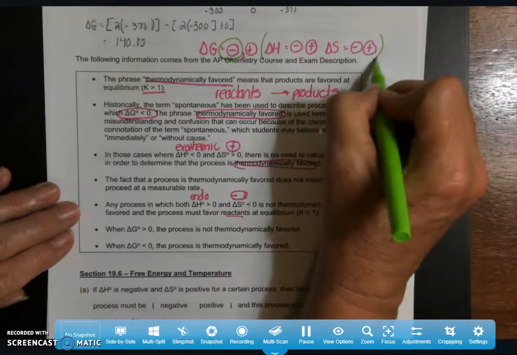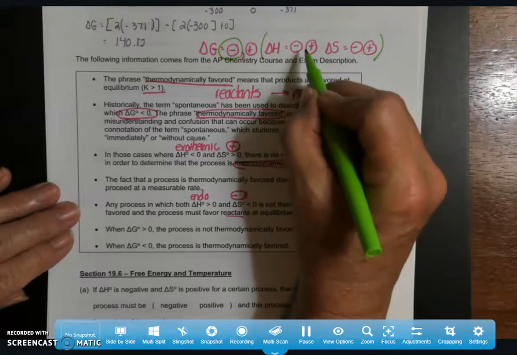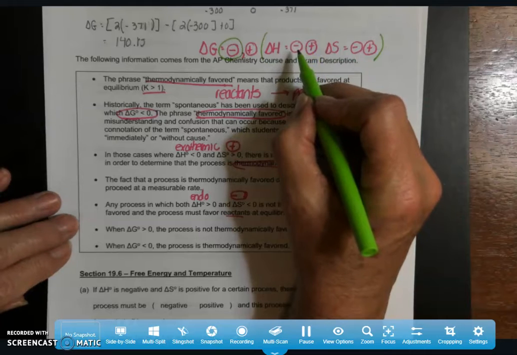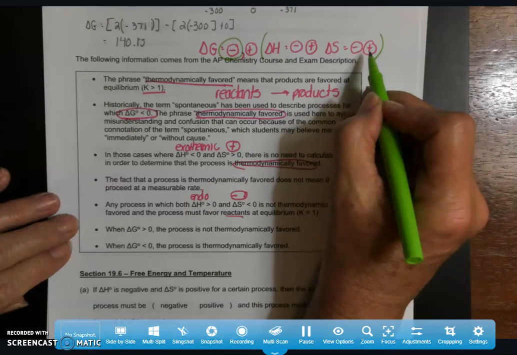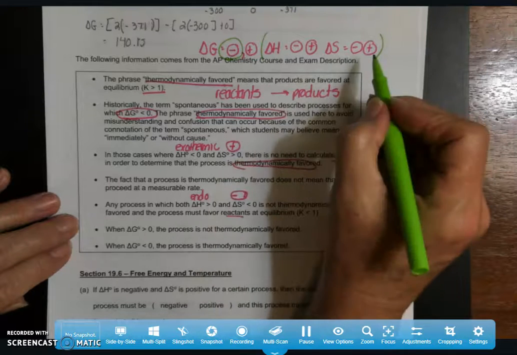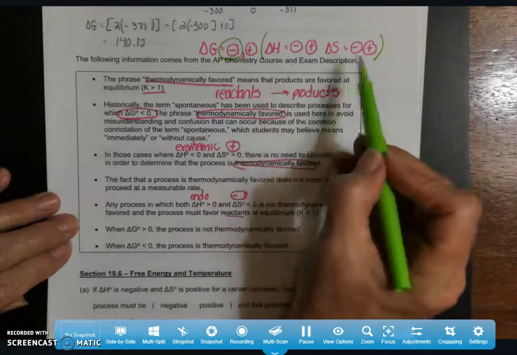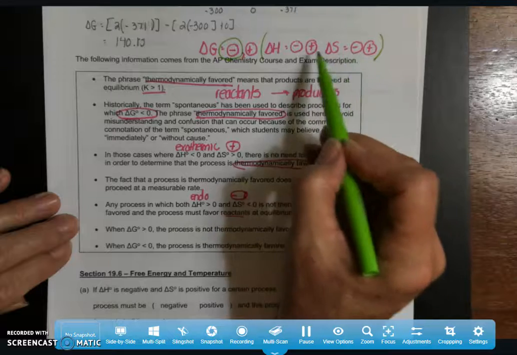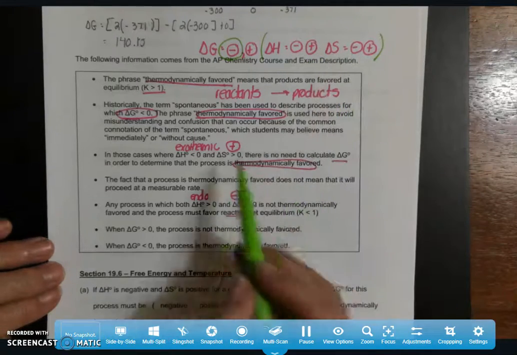But I have to look at the magnitude of these to see which one is having influence over the other, right? Because I could have a negative delta H, but a very, very small positive delta S, and it could still be thermodynamically favored. So what we do is we look at the equation and see which one of these is having more weight, or driven by enthalpy or driven by entropy.